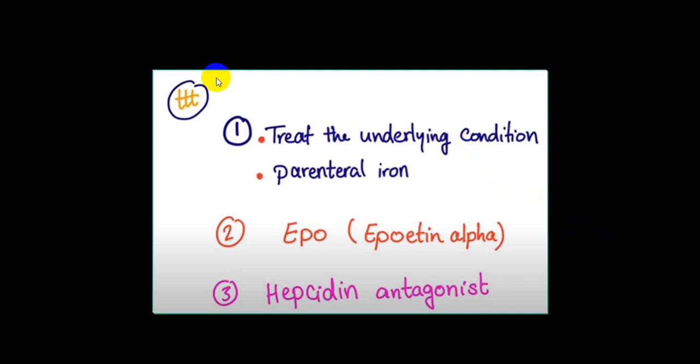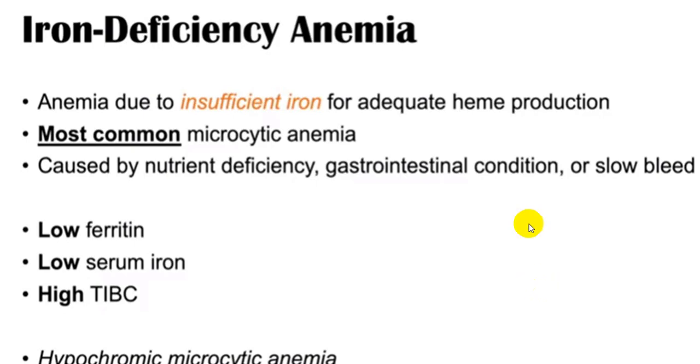Treatment of what we call chronic anemia, or anemia because of chronic disease, is treating the underlying condition if it is treatable. Parenteral iron, mainly in the form of IV preparations, can be used. You can use EPO; the person who has a low EPO effect can benefit. And now there is a trial going on where a hepcidin antagonist can be utilized, which will increase the availability of iron for heme synthesis. We already discussed iron deficiency anemia.